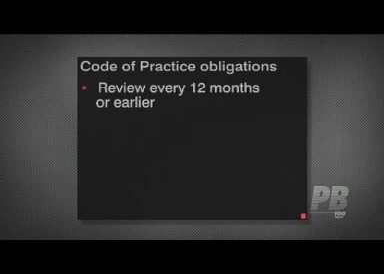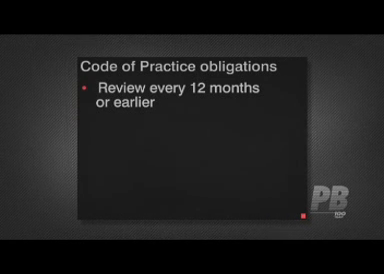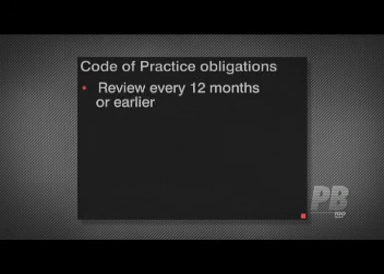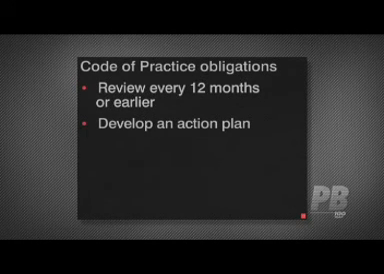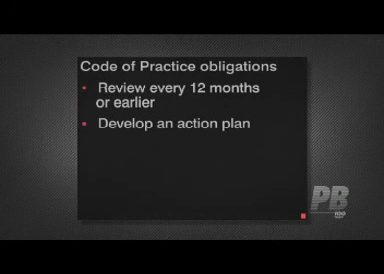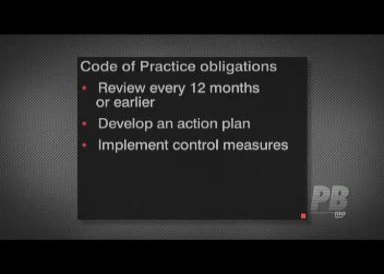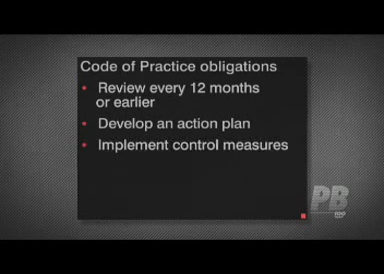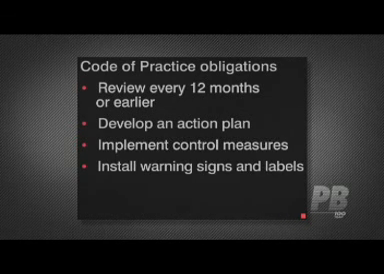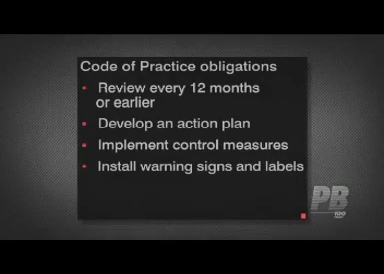This plan must be reviewed every 12 months or earlier where a risk assessment indicates the need for reassessment or any ACM that has been disturbed or removed. Develop an action plan or remove the ACM or minimise the risk some other way to prevent exposure to asbestos. And ensure the control measures are implemented as quickly as possible and remain in place for as long as the ACM remains in the workplace. Install warning signs and labels to identify ACM at a workplace.